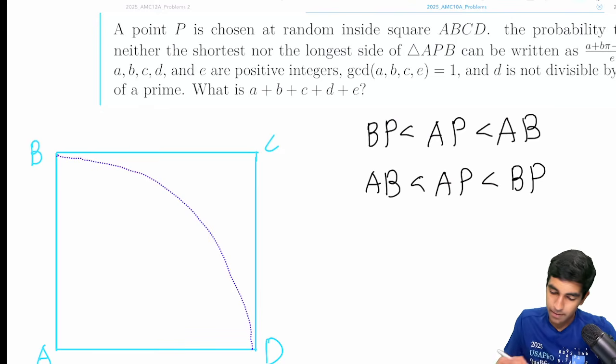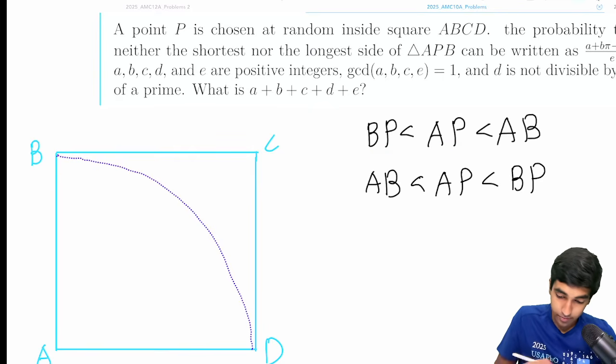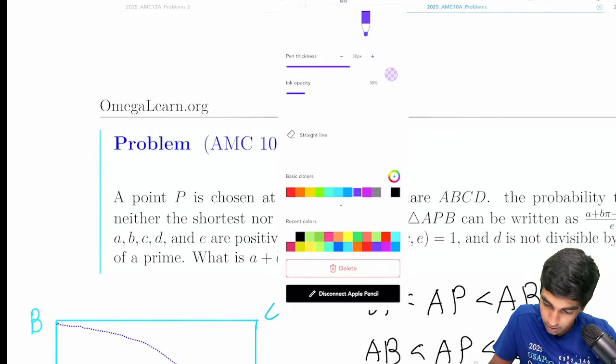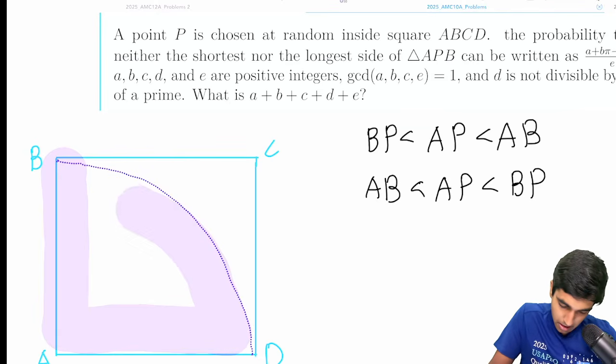So AP is less than AB, and P has to be in this quarter circle, but we also have AP greater than BP. So it has to be in this circle, and let's shade this in right here with the highlighter, something like that.